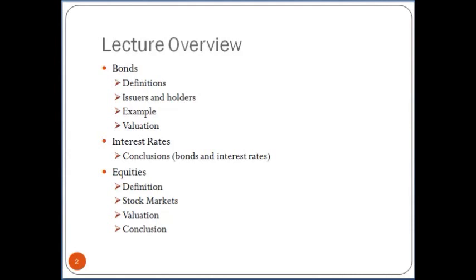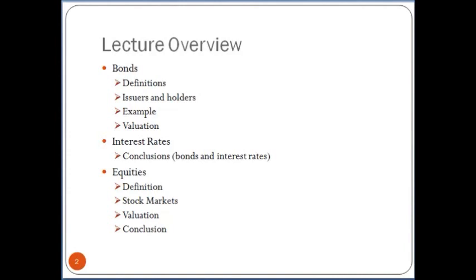We'll start by looking at bonds, and I'm going to provide some definitions, talk a little bit about issuers and holders, provide some examples, and then we're going to really focus on the valuation of bonds. And then I'll take a couple minutes and talk about interest rates, which are inextricably linked to bonds. And then finally, we'll spend a little bit of time on equities by defining them, talk a little bit about the stock markets, and then valuing equities, and then some conclusions on equities.